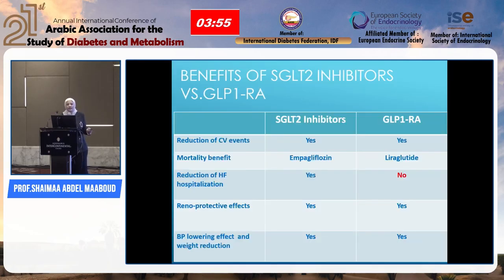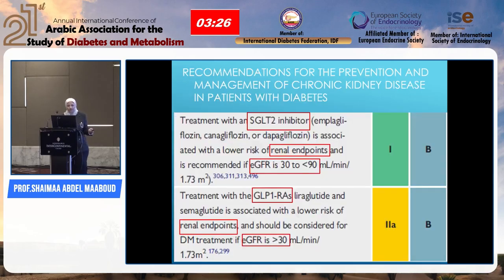So, the benefit of SGLT2 inhibitors versus GLP-1: how can we tell the patient what is the benefit from this to him? It's important in reduction of heart failure hospitalization. Recurrent hospitalization is decreased by empagliflozin or dapagliflozin for these patients, but they are the same in mortality benefit, renoprotective effect, HbA1c lowering effect, BP lowering effect, and weight reduction.